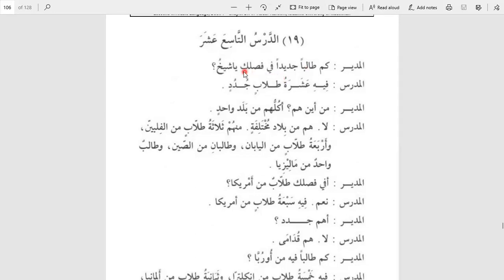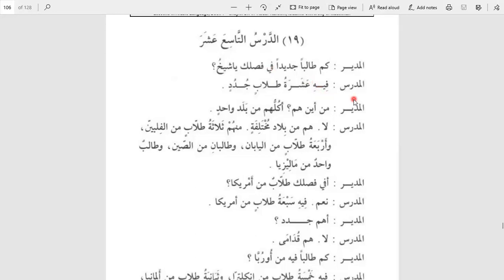Then fi faslika, in your class. This is jarun wa majrurun, mudaf wa mudaf ilayh. Fasli is mudaf, and it is also majrurun because of the harf jar. So it becomes jarun wa majrurun wa huwa mudaf, and kaf is mudaf ilayh. So this is it.